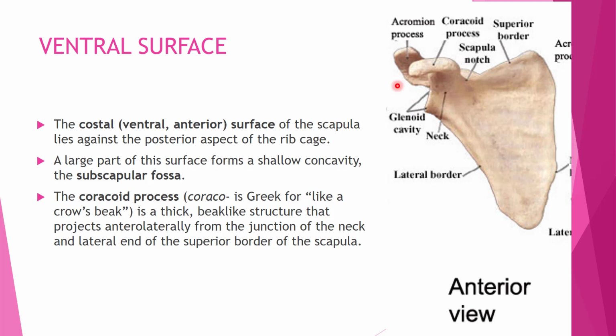It is a thick beak-like structure that projects anterolaterally from the junction of the neck and the lateral end of the superior border of the scapula. See here, this is the superior border of the scapula, this is the lateral end of the superior border, and this is the lateral angle. So in between the lateral angle and the lateral edge of the superior border of the scapula, there is a process which is crow beak like, and it is named as coracoid process.